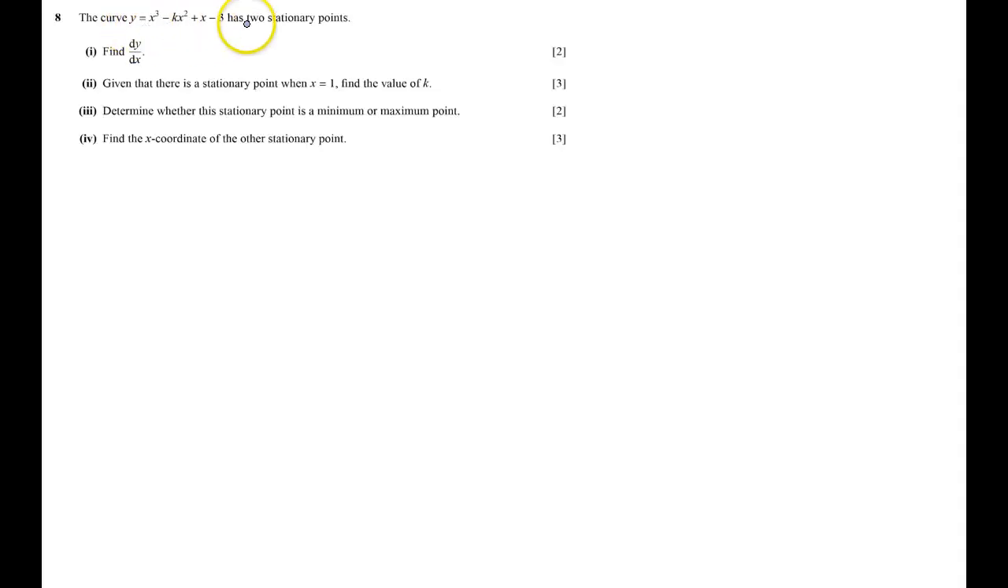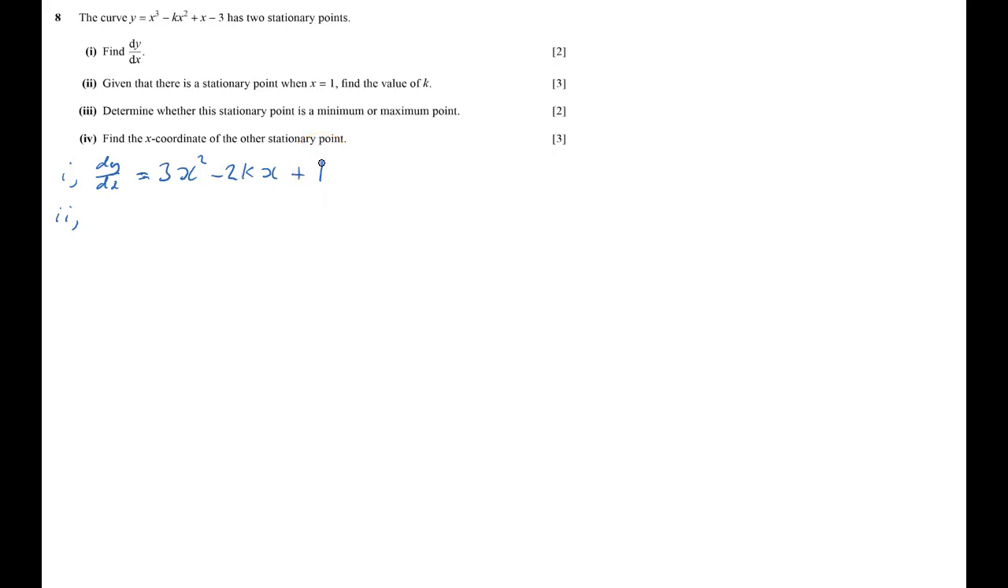Okay, this curve has two stationary points. To find dy by dx, I can just differentiate. If I differentiate x cubed, that gives me 3x squared, and the 2 comes down to give minus 2kx, plus 1. Is that it? I have. Let's differentiate that, part 2.